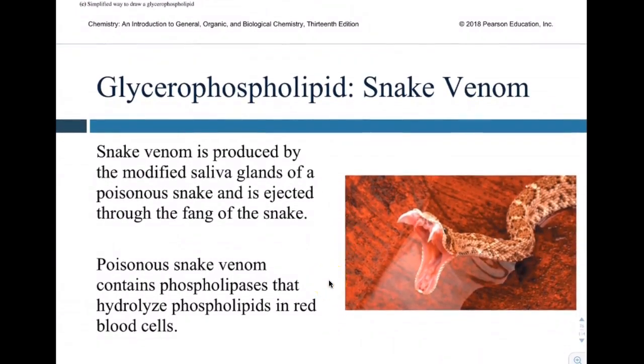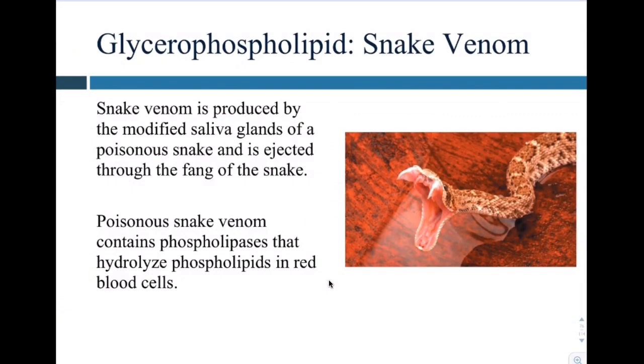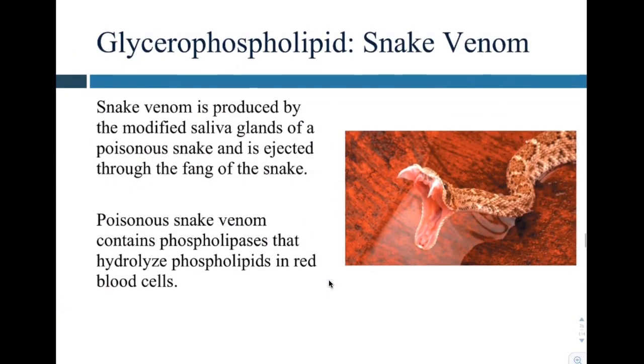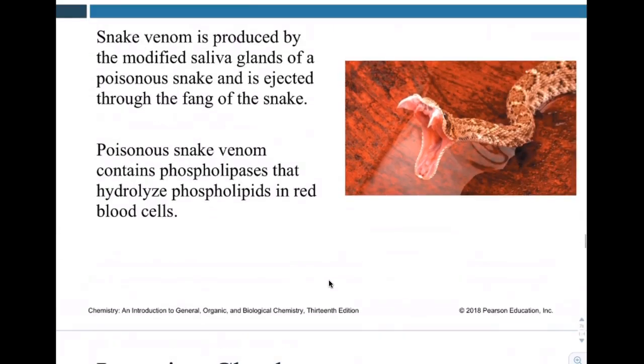Snake venom has this. They hydrolyze, so they break apart phospholipids. They lyse phospholipids in red blood cells, so they break apart all of the cell membranes in your red blood cells.